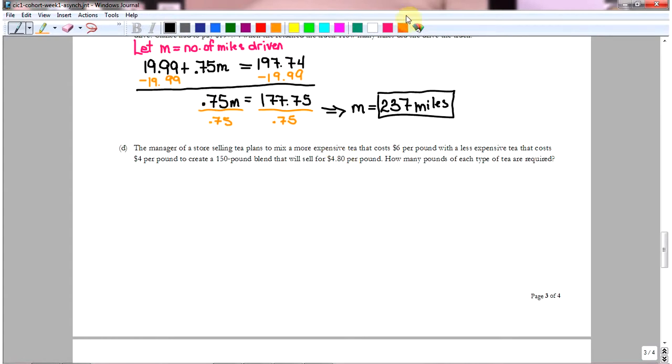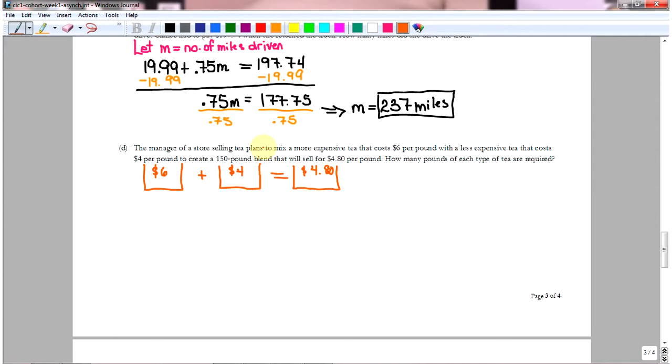For this one, I'm going to start off with a picture. So we're mixing types of tea. So this is called a mixture problem. Whether you're mixing types of juices or in chemistry, types of acid, these would be mixture problems that will be approached a similar way. So the first tea costs $6 a pound. We're adding to it another type of tea that costs $4 a pound to come up with a tea that's going to cost $4.80 per pound.